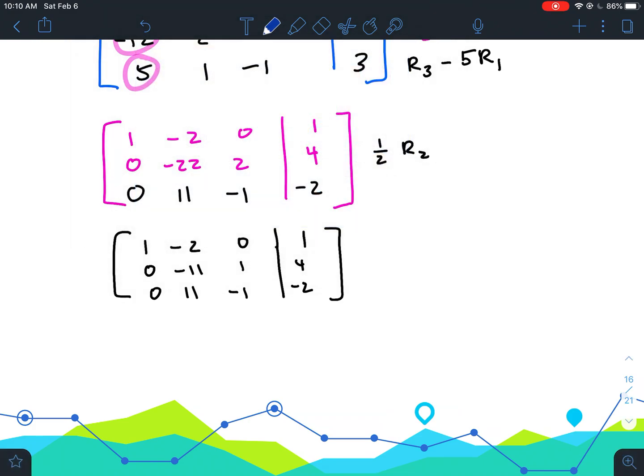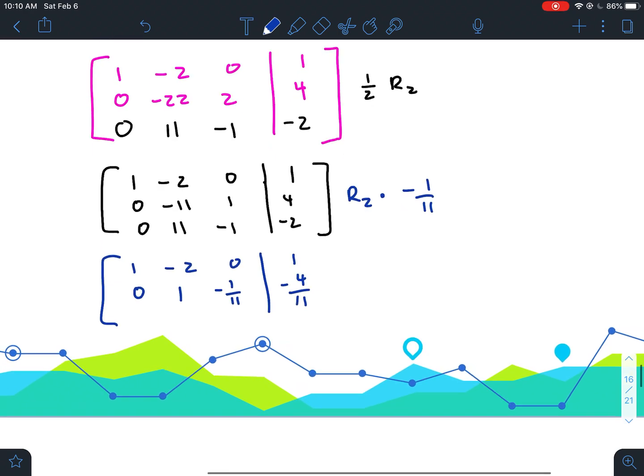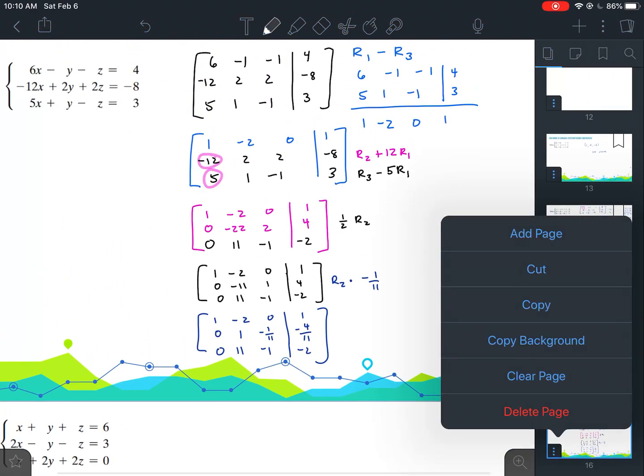Well, I could do everybody as a multiple of negative 1/11, and then I would get a 1 in that row. I'll get some fractions, but you can always do that. So I've got 1, negative 2, 0, and 1, and then I would get 0, 1, negative 1/11, and negative 4/11. And then I have 0, 11, negative 1, and negative 2. All right.